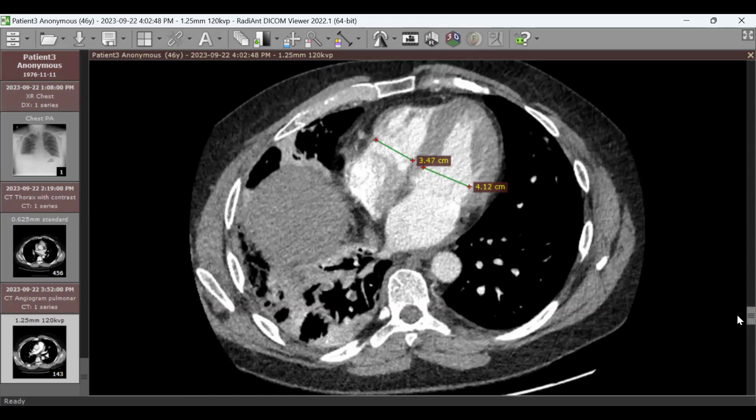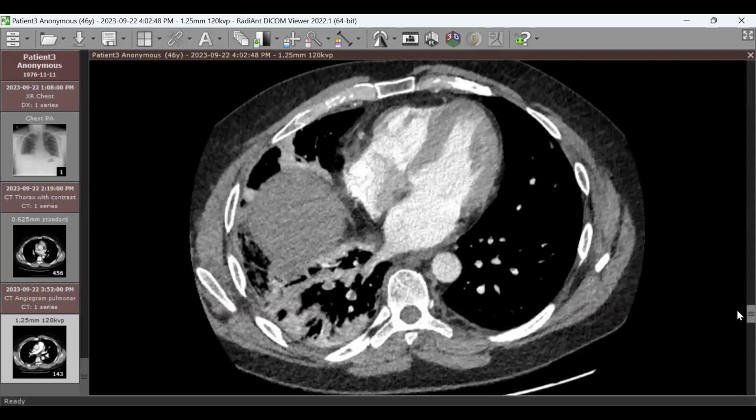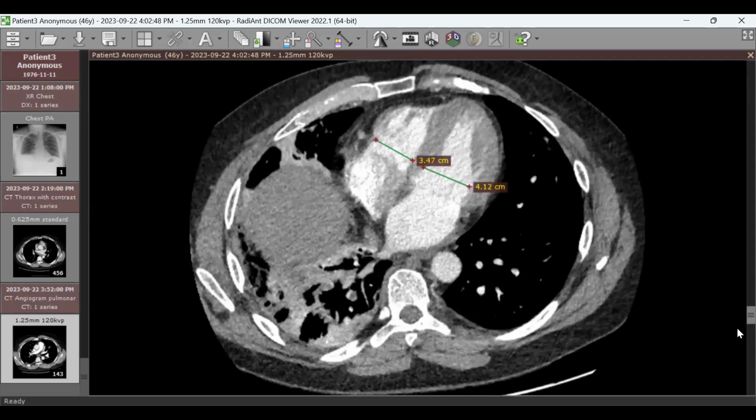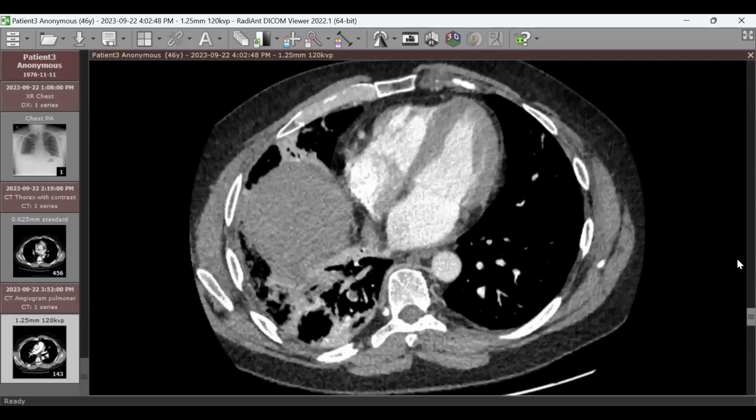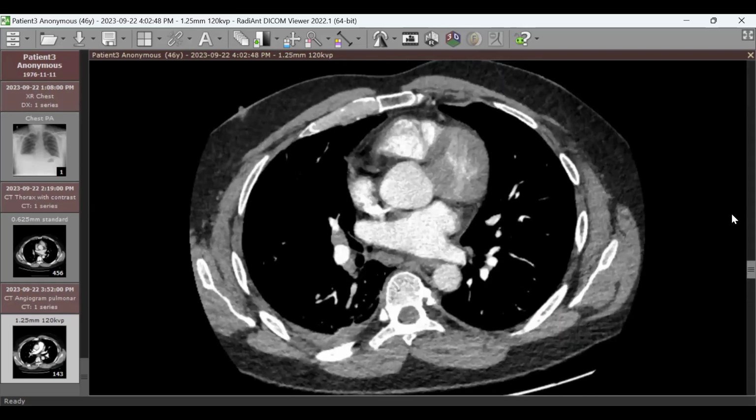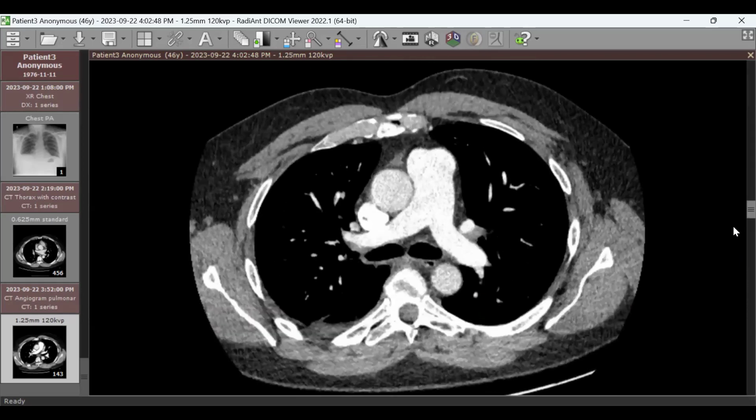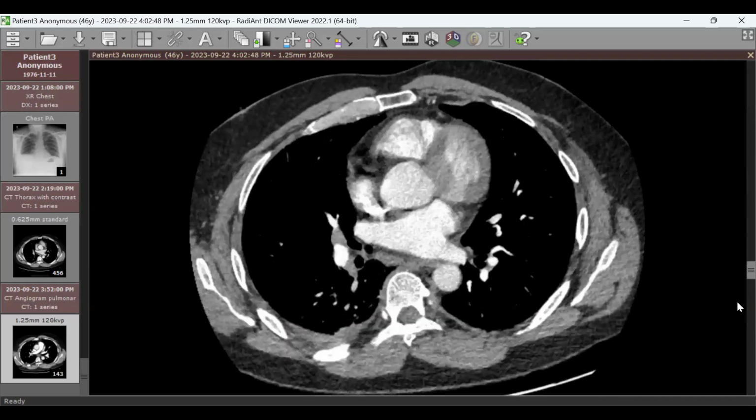And naturally, because of the small size of the emboli, right? It's only subsegmental, segmental, and a small part of the lung. We don't expect it to cause a lot of pressure to cause strain.